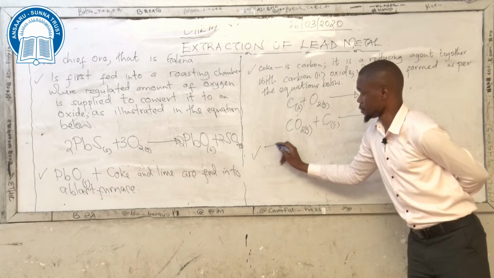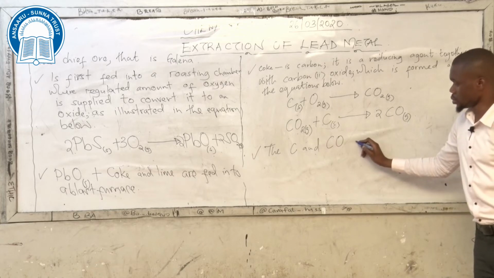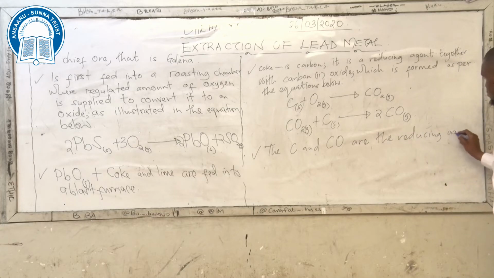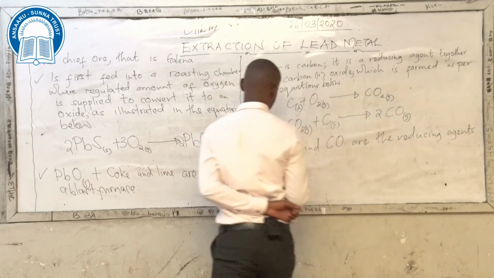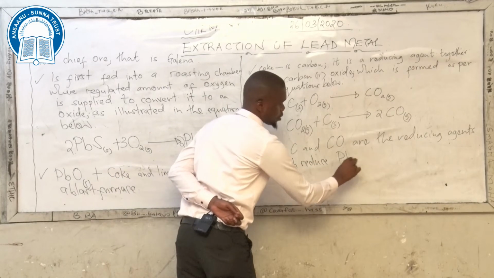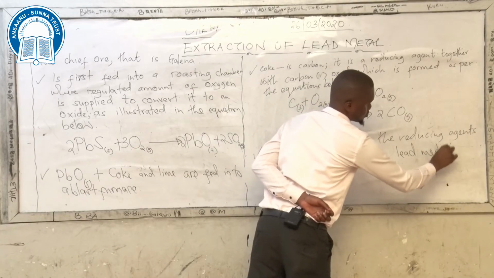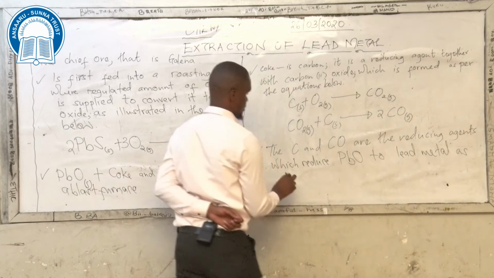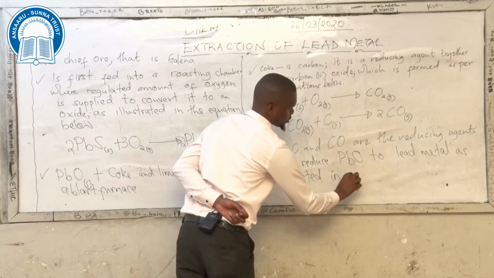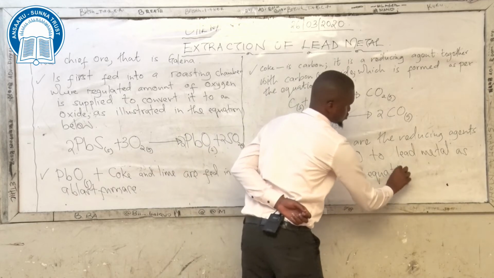Here, the carbon and the carbon 2 oxide are the reducing agents, which reduce lead oxide to lead metal, as illustrated in the equations below.